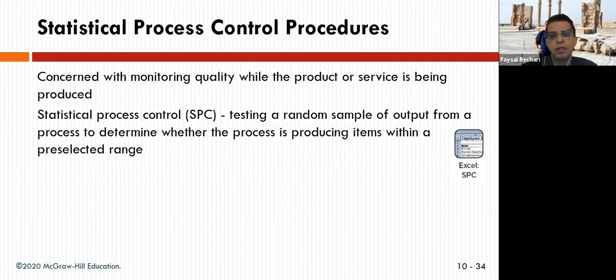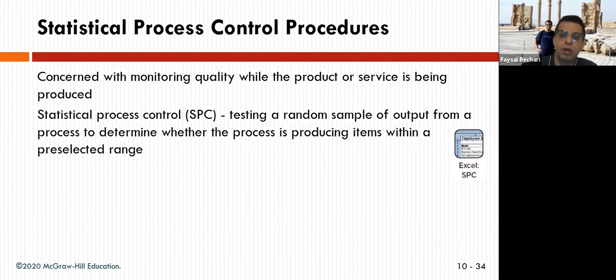Now, statistical process control is concerned with monitoring quality while the product or service is being produced. So it keeps monitoring the quality. You don't leave it until the product starts getting many defects. No, you keep monitoring these qualities, and at each stage you put a benchmark for it. So this is how you do it.